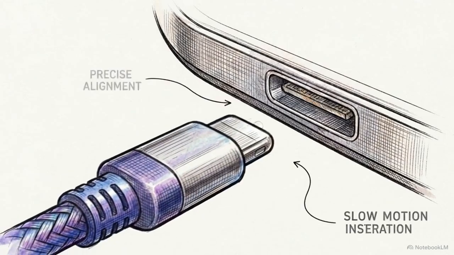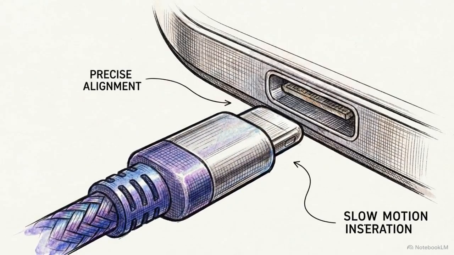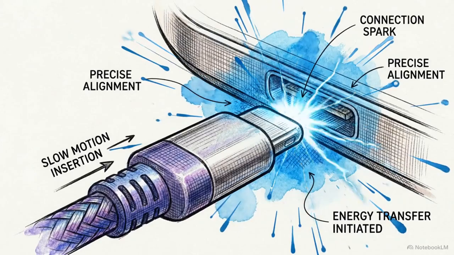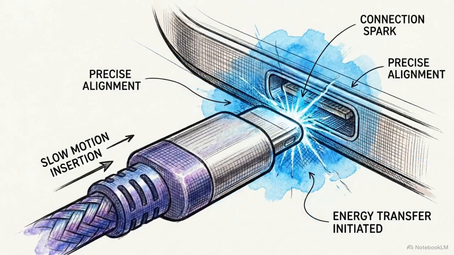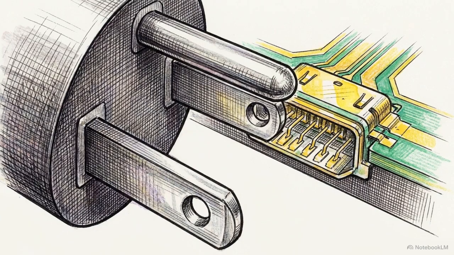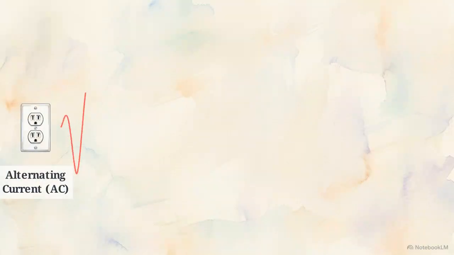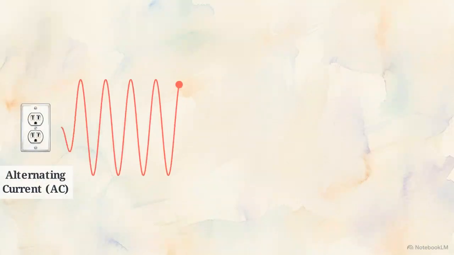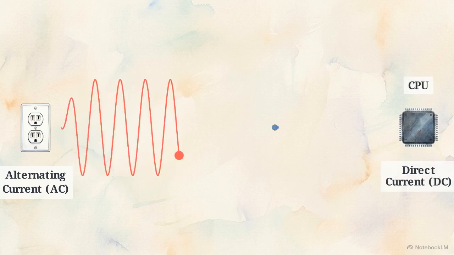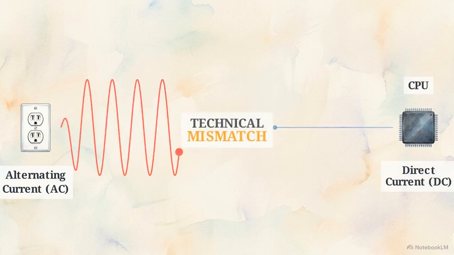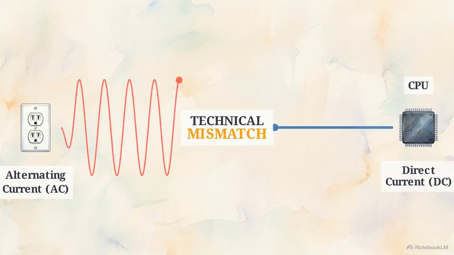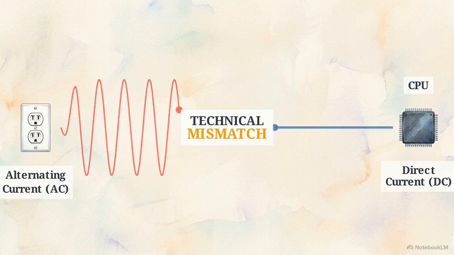You do this multiple times a day without thinking about the physics involved. You grab your laptop or smartphone and plug it in. But there is a technical mismatch at this connection. The electricity flowing from that wall socket is alternating current, or AC. However, the processors and memory chips inside your device require a perfectly steady flow of direct current, or DC.